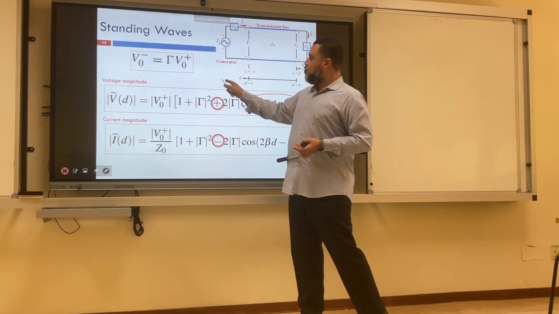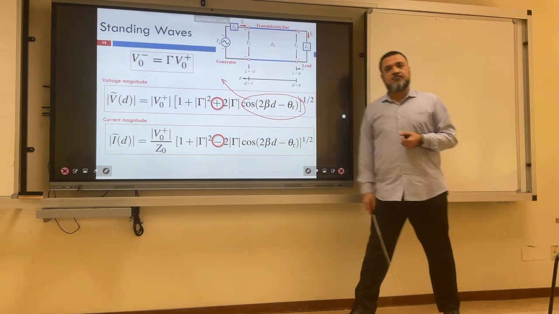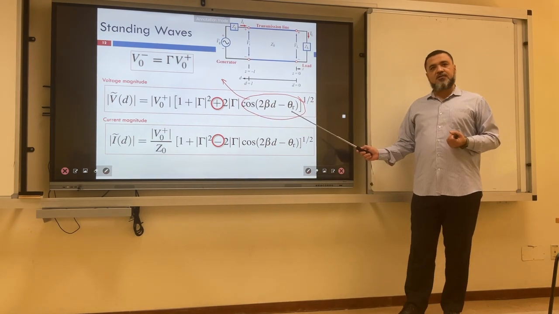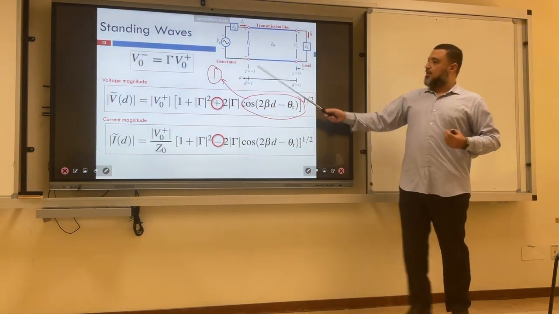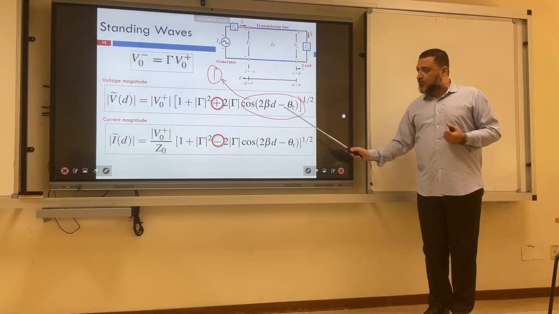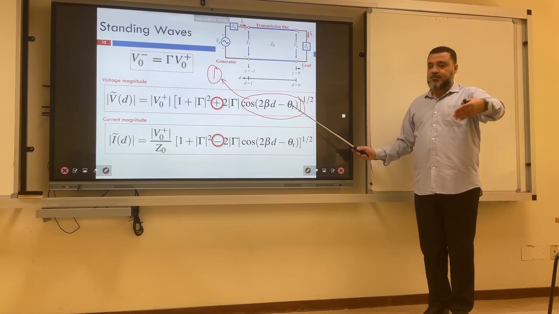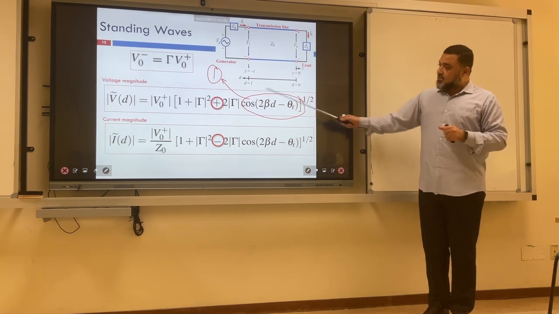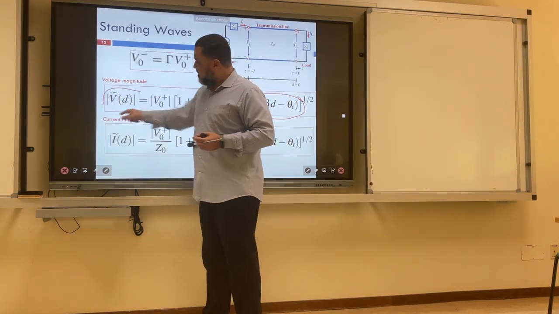Look at the cosine. What is the best value of cosine to make this maximum? What is a good value of cosine? 1, 0, negative 1. 1, right? So 1 will make this maximum. And the cosine will be 1 if the argument equals 0, 2 pi, 4 pi, 2n pi, right? Under this condition, when the cosine is 1, this will be maximum. Agree?